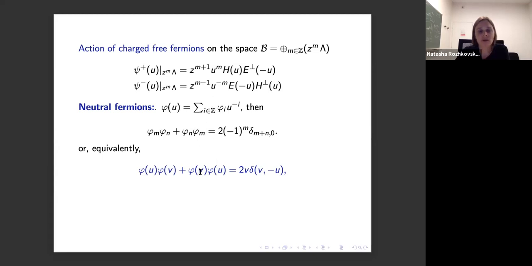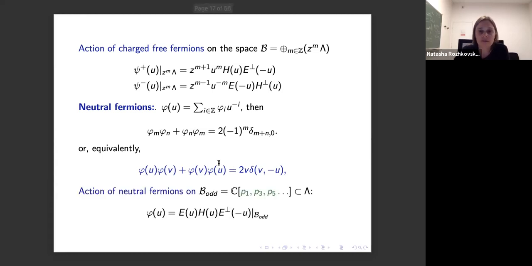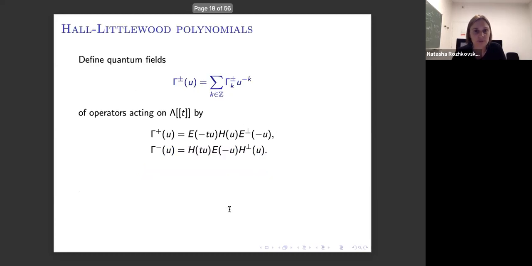Or sometimes we are interested in neutral fermions, which have just one generating series. This is the relation, and this is the relation in terms of distributions. And this one also can be written in terms of e's and h's. So how do we do this? We take fermions here and multiply by one more copy by e's. So you see that this is almost the same. But we also restrict to the subspace of lambda which is generated by odd power sums. So this is the boson space for neutral fermions. It's smaller than this boson space. Okay, and there is also gl infinity, but we don't need it.